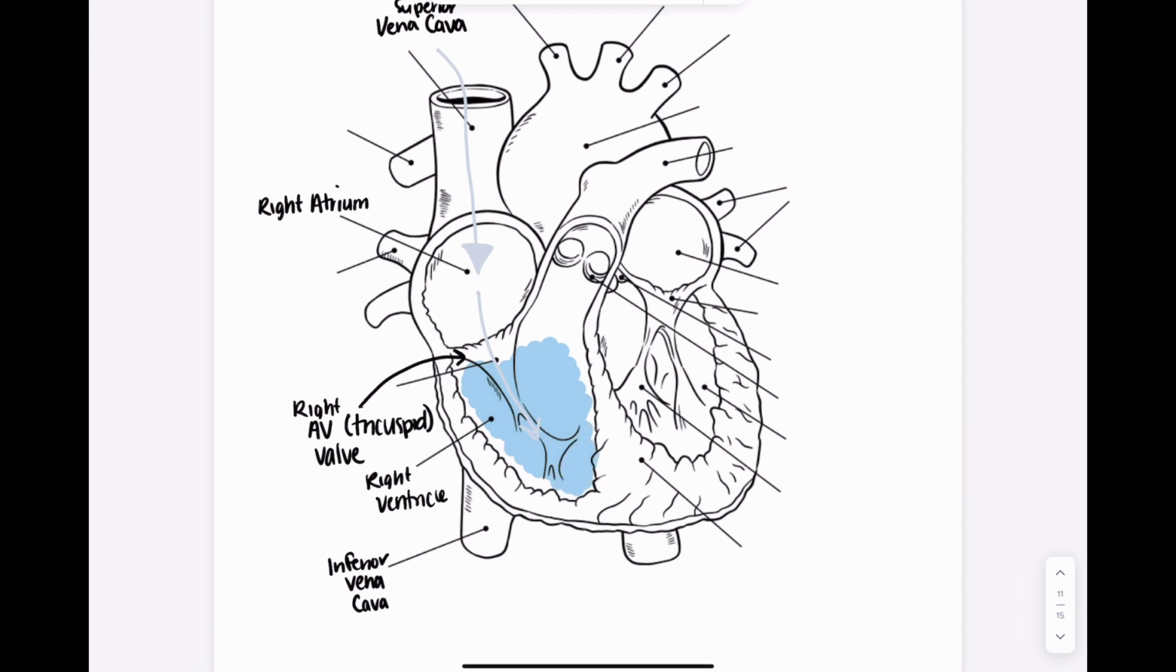So this is our right atrium, our right ventricle. Our heart's going to contract, and when it contracts, it's going to send that blood up this way through our pulmonary valve, our pulmonary semilunar valve. So it goes in and out through our pulmonary arteries. So our pulmonary arteries have deoxygenated blood.